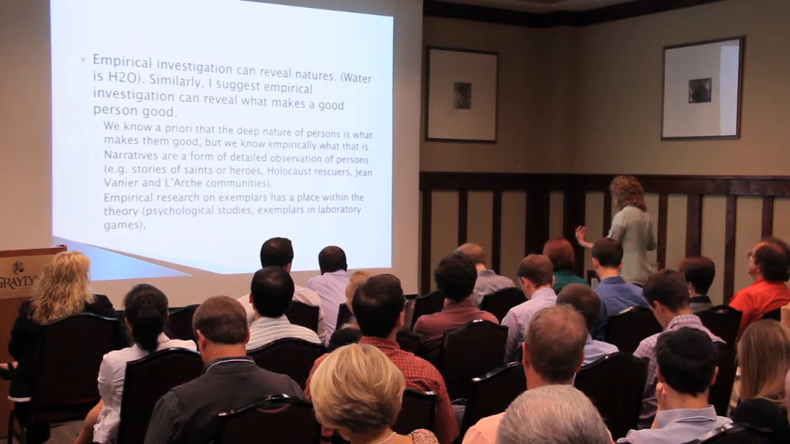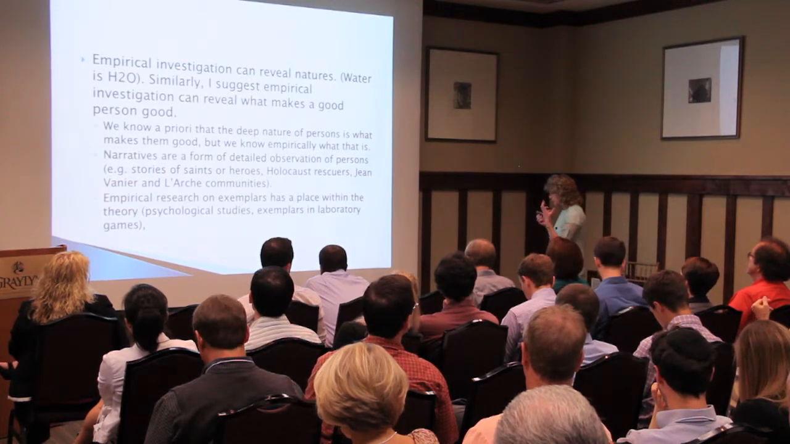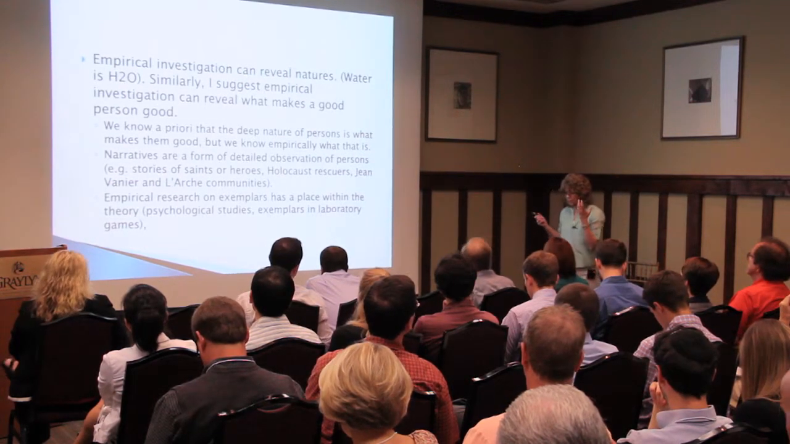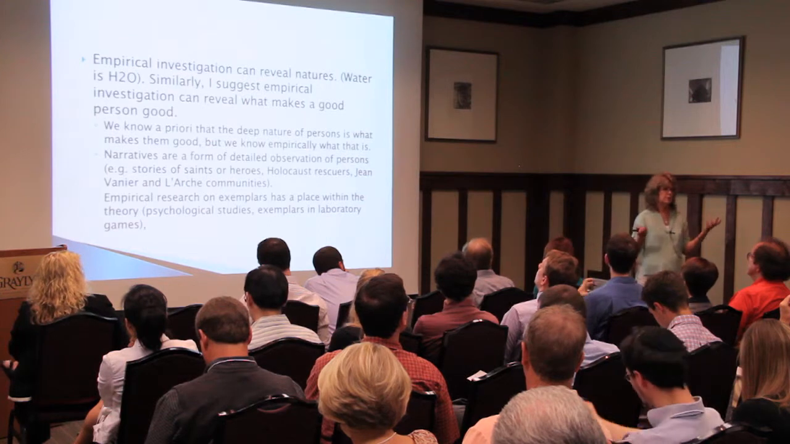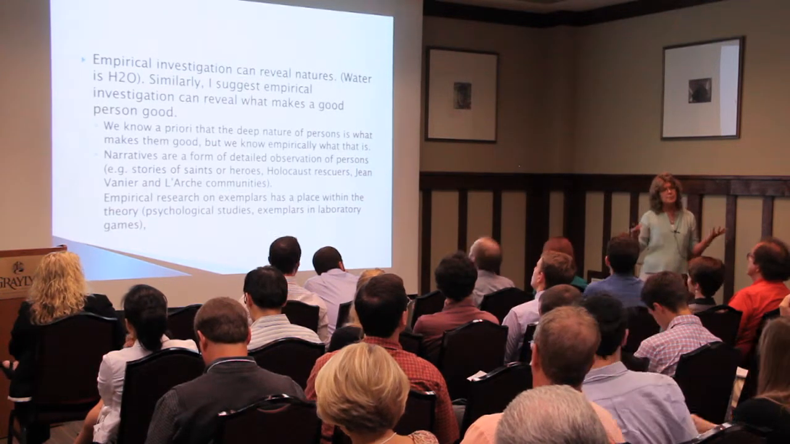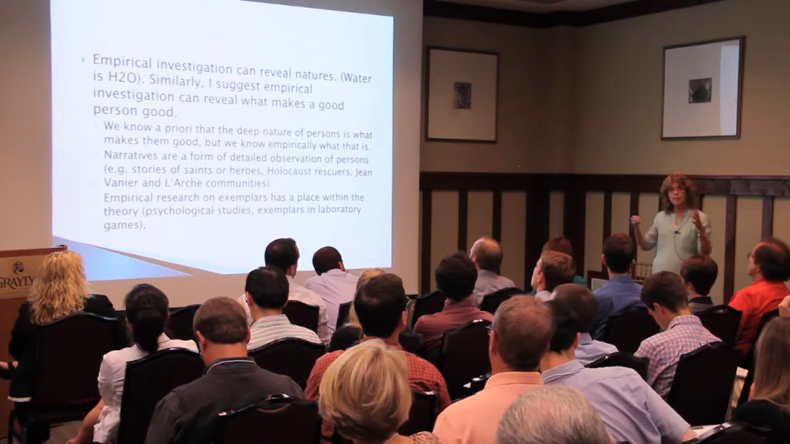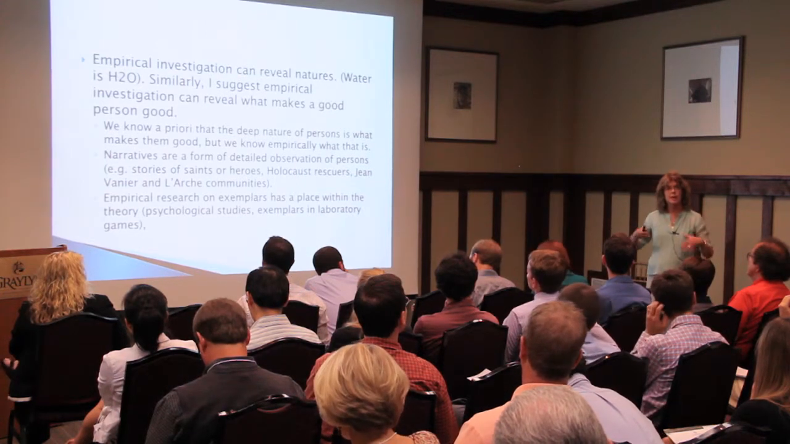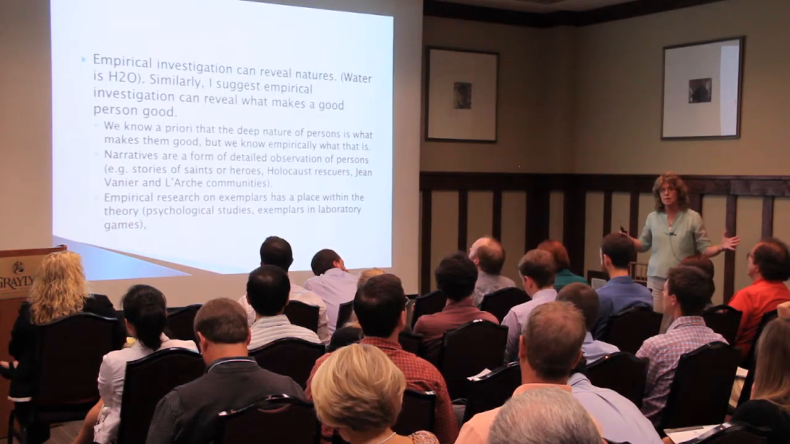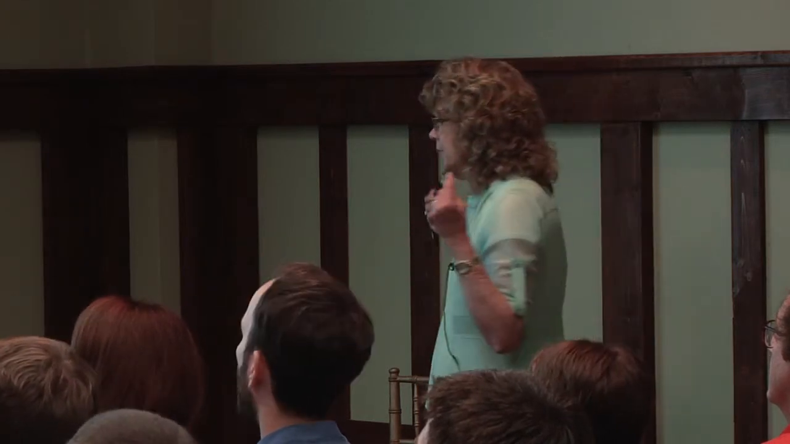Now, if we know a priori that what makes a good person good is something in their psychological structure, we can find out what that is by observation, just as we can find out that water is H2O by observation. Now, what I mean by observation includes narratives. Narratives do count for me as a kind of extended observation. So we have a whole history of observations of exemplars in biographies and in fact fictions. I think fictional exemplars are important also. So we have narratives that are forms of detailed observations of exemplars.